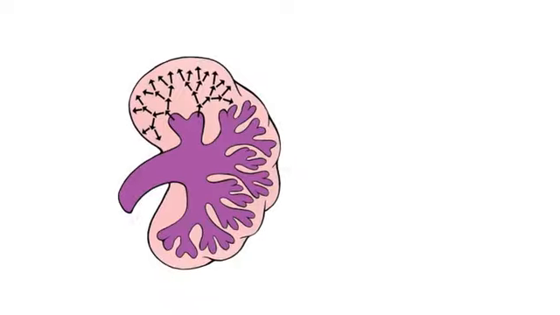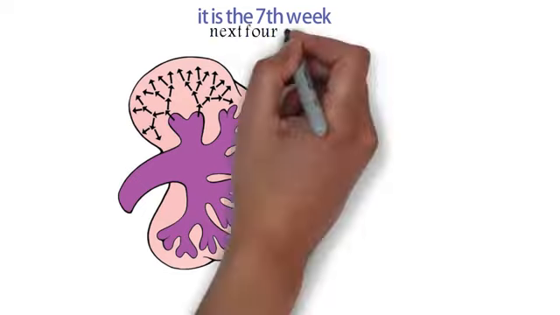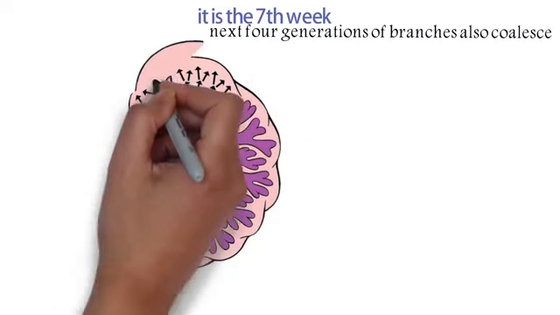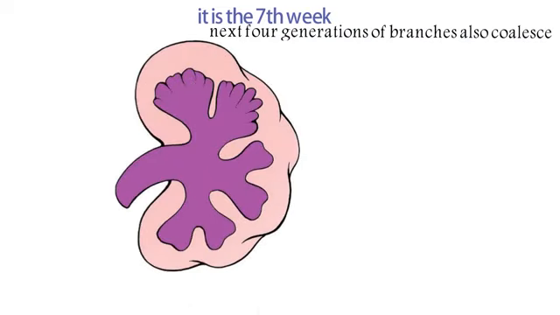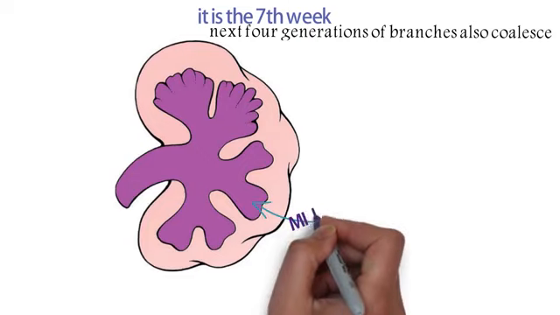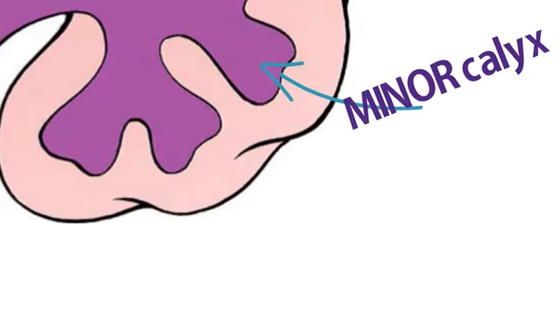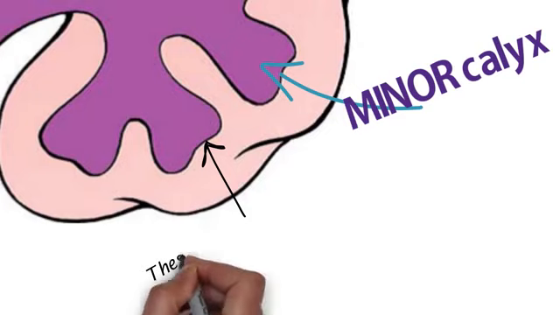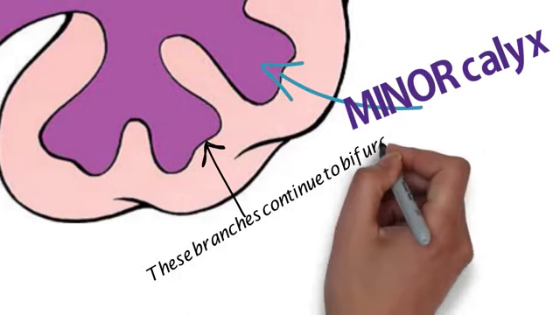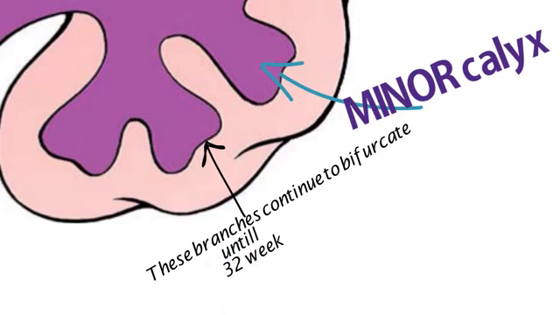Now look at this diagram. It is the 7th week diagram, and in the 7th week there is further branching. During the 7th week the next 4 generations of branches also coalesce, and when they coalesce they form the minor calyces. You can see this is a minor calyx. There is further branching from the minor calyces. The branching continues from the minor calyces, and they bifurcate further until 32 weeks.